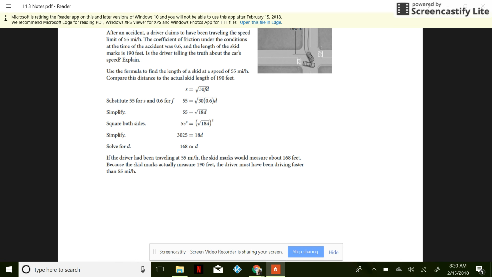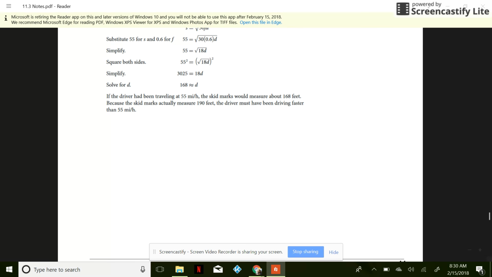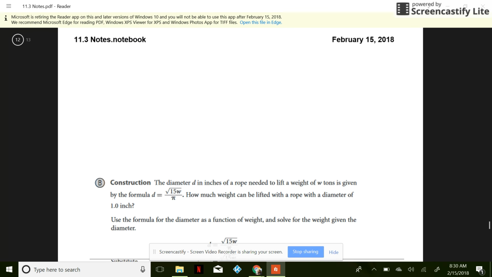What you have to do here is plug in the values that were given and see if it works to match the skid length. So plugging in 55 for the speed and 0.6 for the coefficient, solving the equation, you'll end up with d is about 168. So if the driver had been traveling at 55 miles per hour, the skid marks would have measured about 168 feet. Because the skid marks actually measure 190 feet, the driver must have been driving faster than 55 miles per hour.